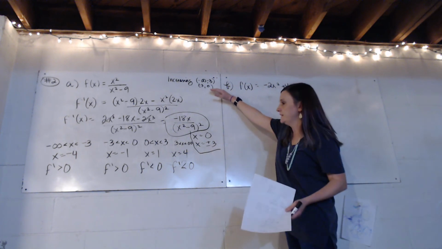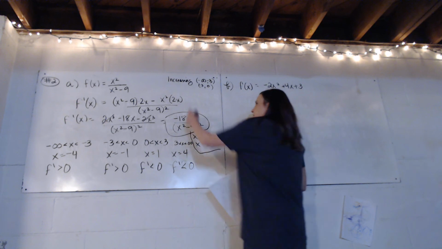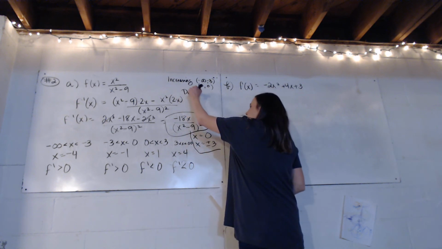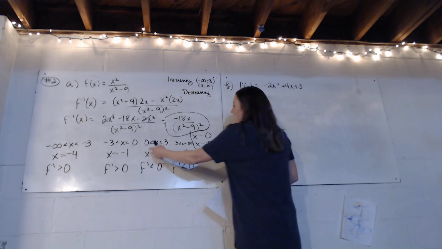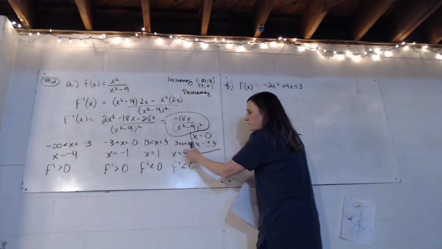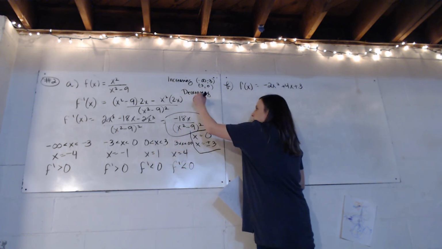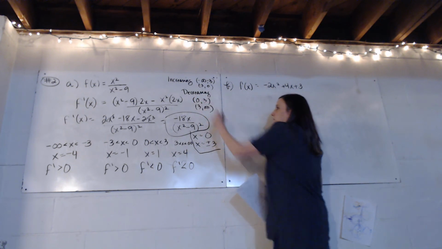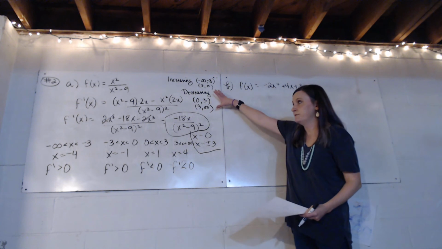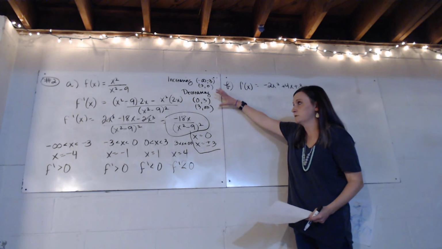So it's increasing on this interval, and then it is decreasing essentially from 0 on up, but again at 3 it's undefined, so we have to write it as 0 to 3, and then from 3 up to infinity. Okay, so that's how we find our values, where it's increasing or decreasing.